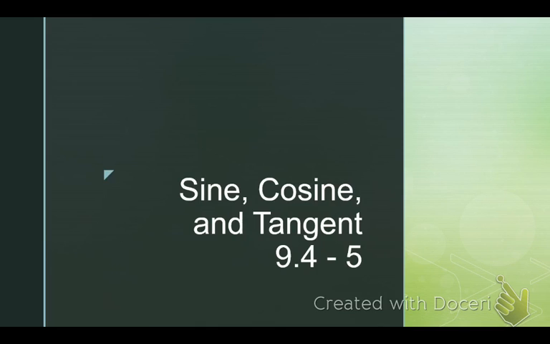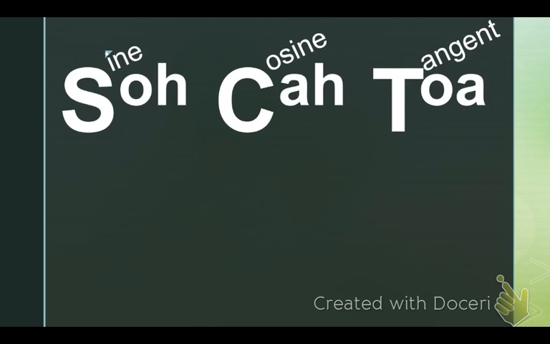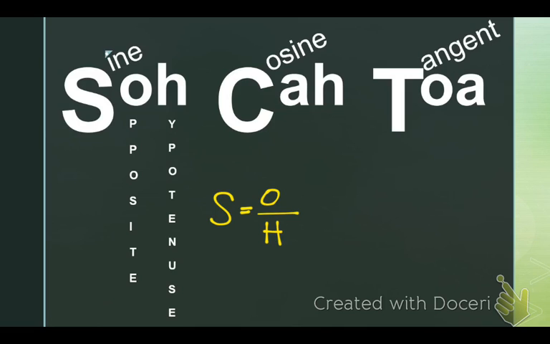All right, so I don't care what your notes look like. I'm going to show you what I do, but whatever you want to do is fine. You've seen SOH CAH TOA before. SOH stands for sine. Does anybody remember what the O stands for? Opposite. And H stands for? Hypotenuse. So sine is opposite over hypotenuse.